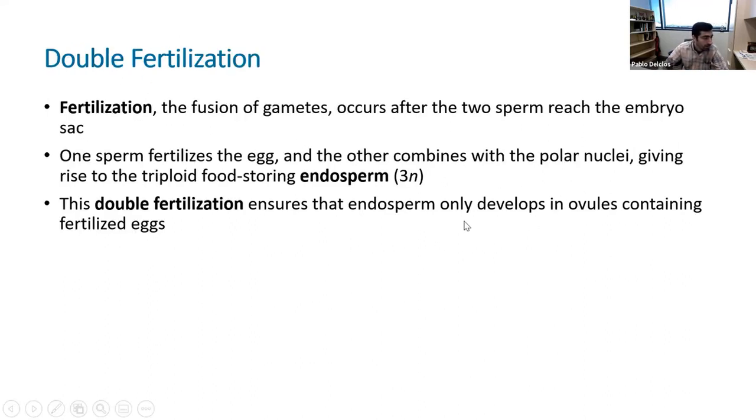And then, just reiterating this point about double fertilization. It's called double fertilization because of these 2 sperm cells penetrating 2 different cells within the female to form the endosperm and then the actual egg fertilization.